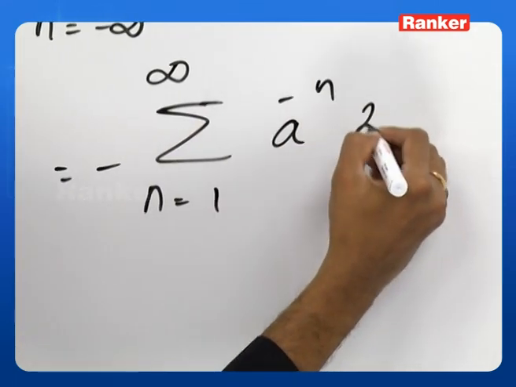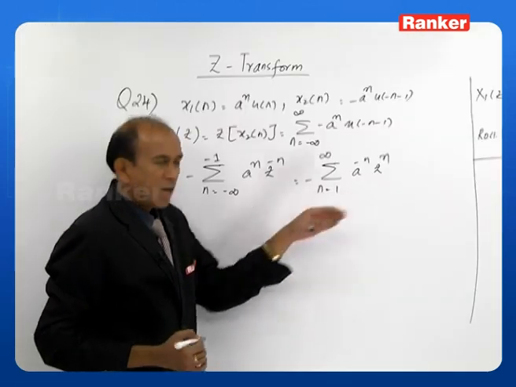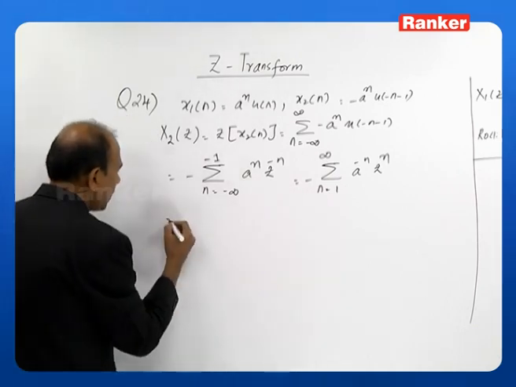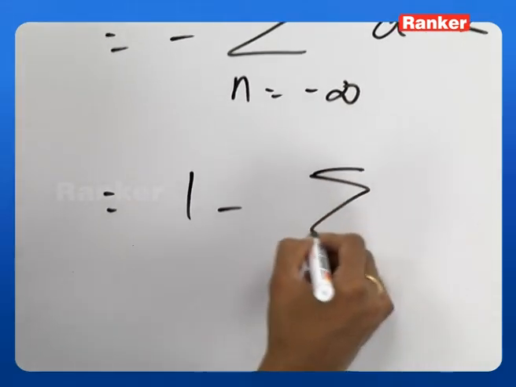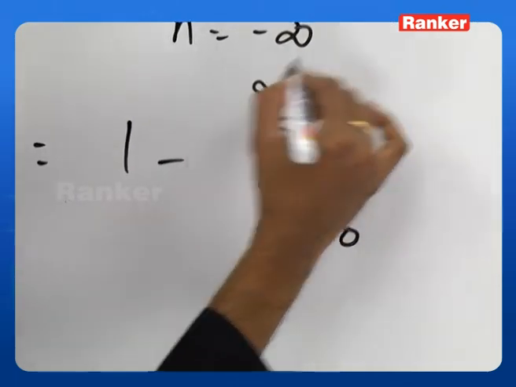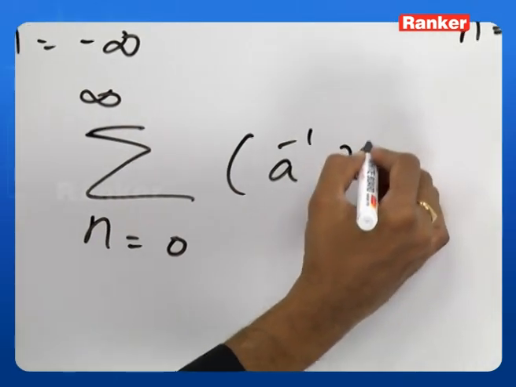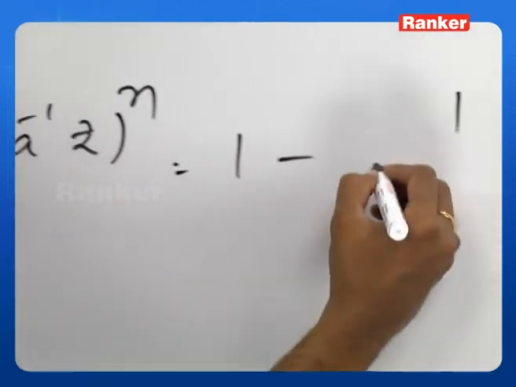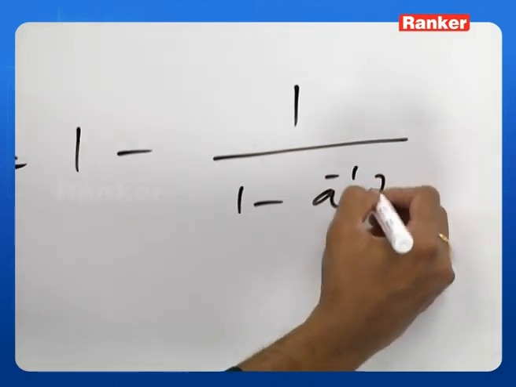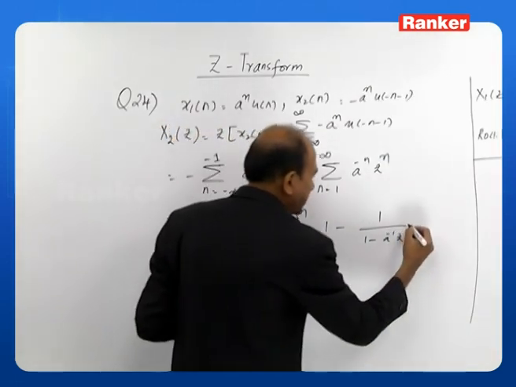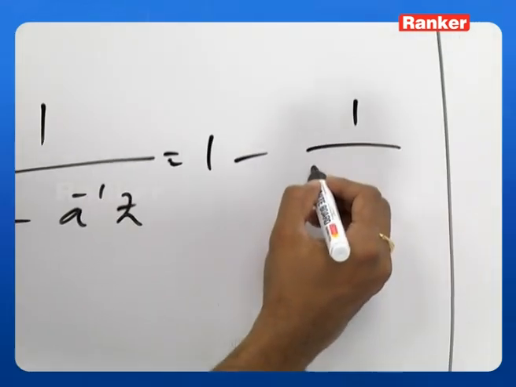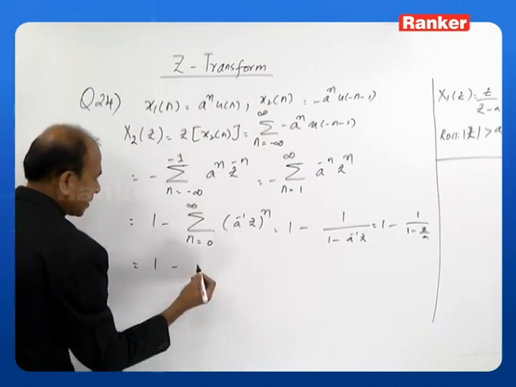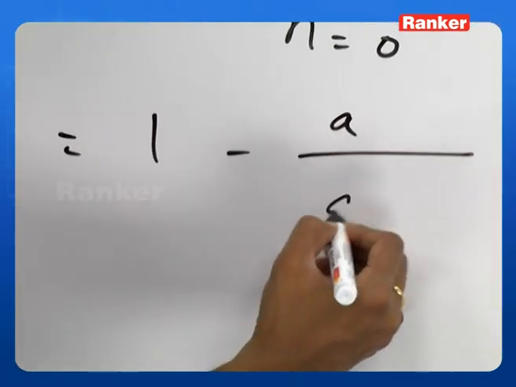This will be (-1)^n z^n. So this is what it is. Now what I'll do is shift the summation to start from 0. So this will be equal to 1 minus the sum from n equals 0 to infinity of (a^-1 z)^n. So this I can write as 1 minus 1 by 1 minus a to the power of minus 1 z, which is nothing but 1 by 1 minus z by a. So that I can write as 1 minus a by a minus z.